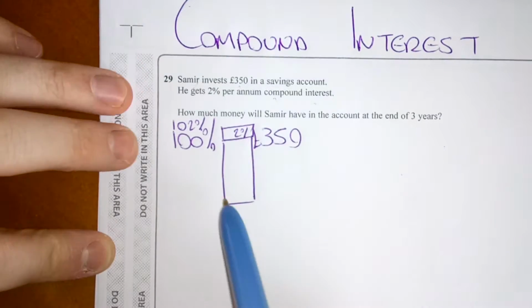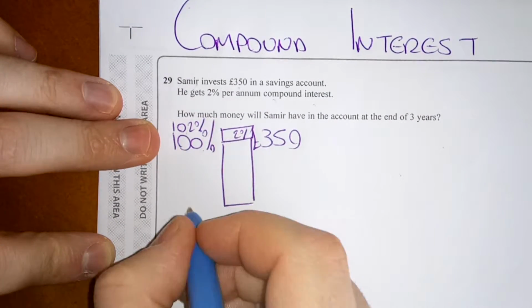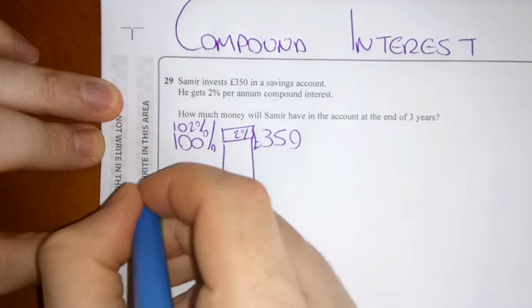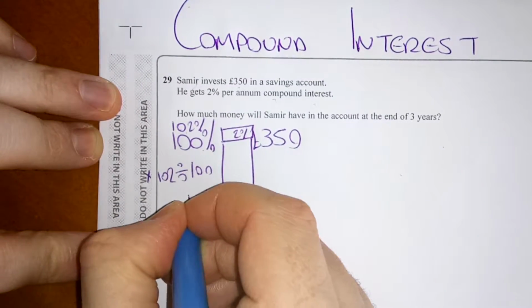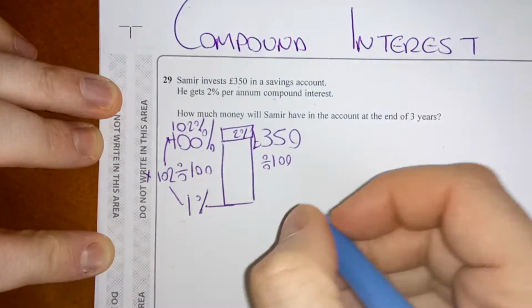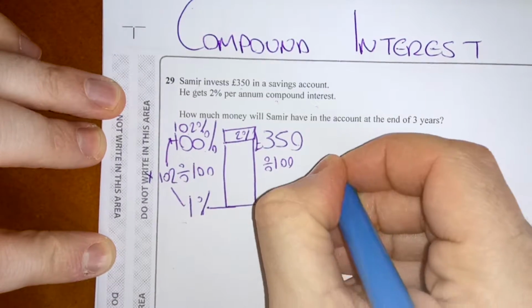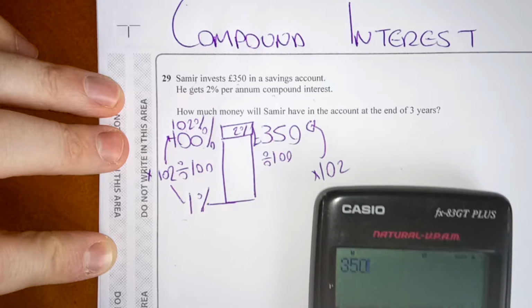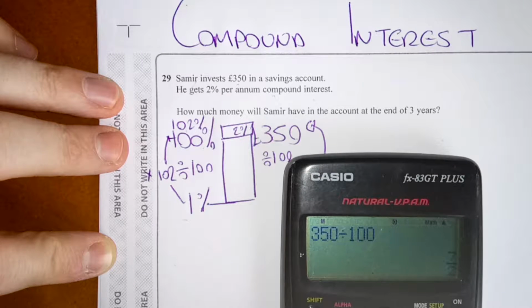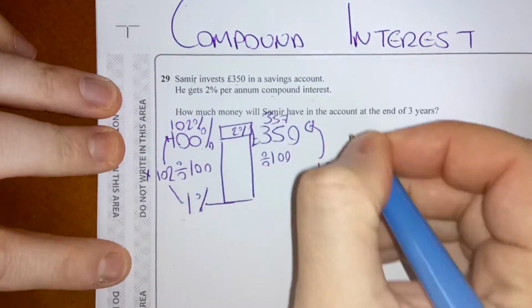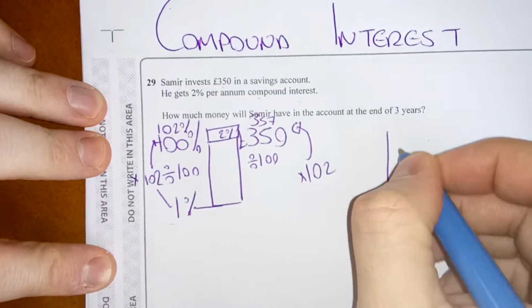is 102%. We need to work out how to get from 100 to 102, and we go by 1%. So we've got to divide it by 100, and then times it by 102. So this side here, we've got to divide it by 100 to get what 1% is, and times it by 102 to get what 102% is. That's 350 divided by 100 times 102, which is 357. So that's year one.